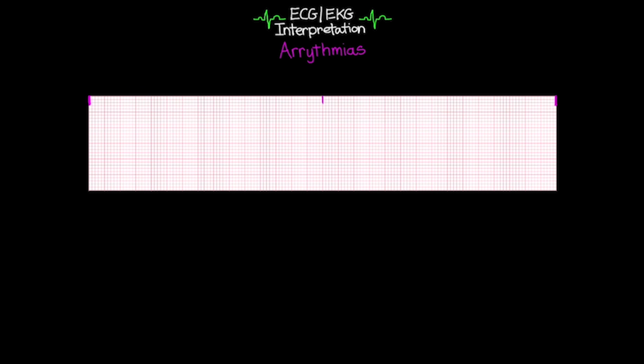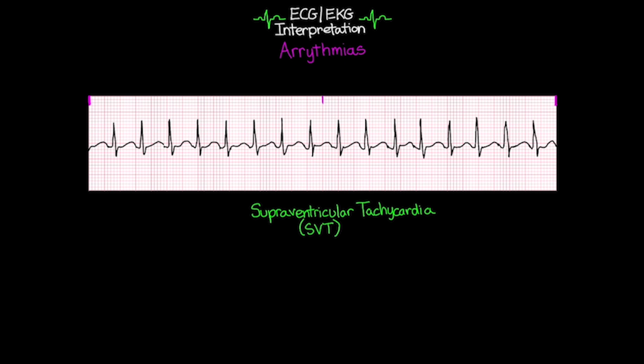So moving deeper into the territory of our tachycardias, the next one we're going to talk about is our supraventricular tachycardia, or oftentimes you'll hear this one referred to as SVT. And really for SVT, our first defining characteristic is going to be a heart rate that is greater than 150.